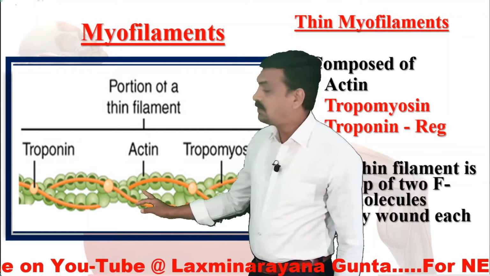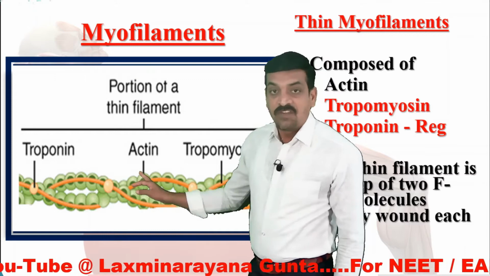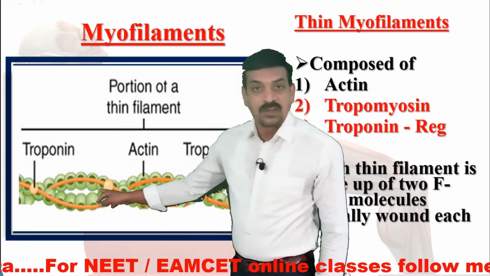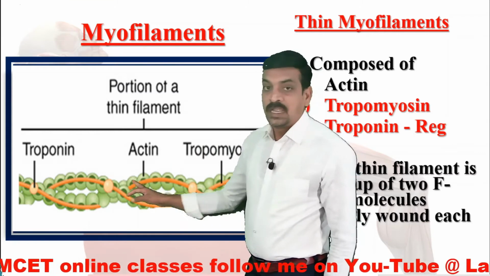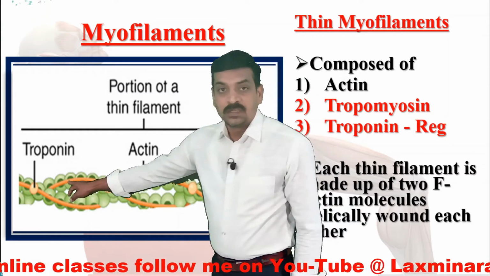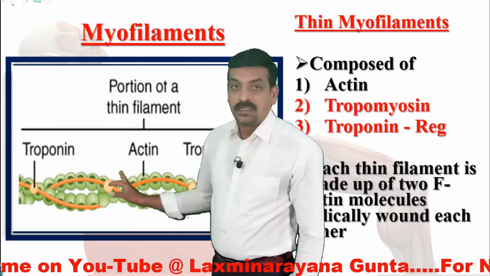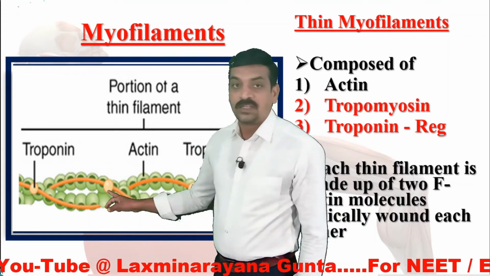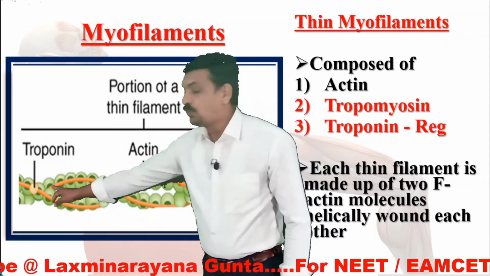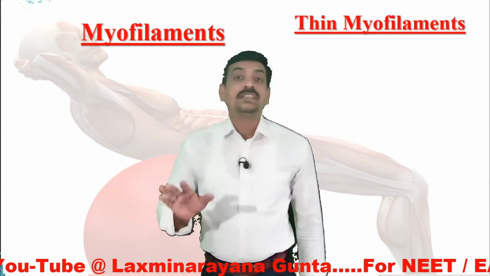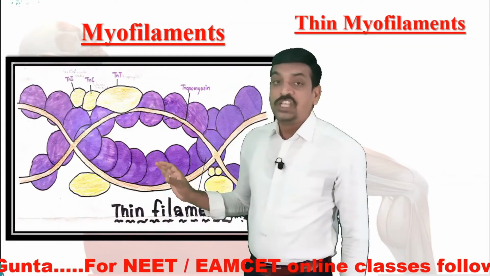Here you can observe these are F-actin molecules. This helical structure is called the actin protein, and the thread-like structure which also follows the F-actin is called the tropomyosin. Here and there, at regular intervals, they are distributed, and they are called troponin. Each filamentous actin is a polymer of G-actin proteins.